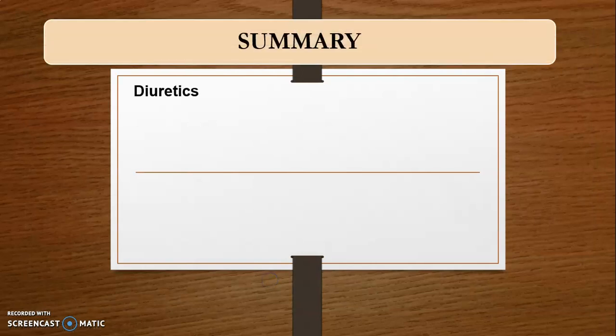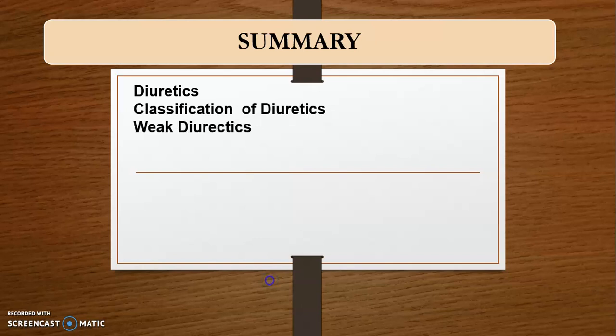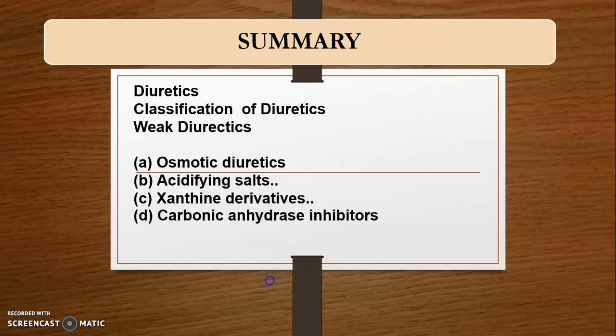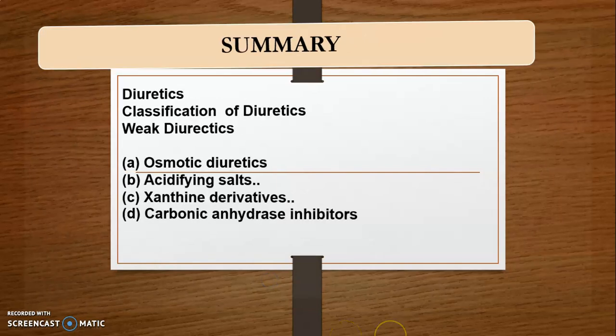In this session, we covered what is meant by diuretics and the classification of diuretics. In this, we saw the weak diuretics, osmotic diuretics, acidifying salts, xanthine derivatives, and carbonic anhydrase inhibitors.